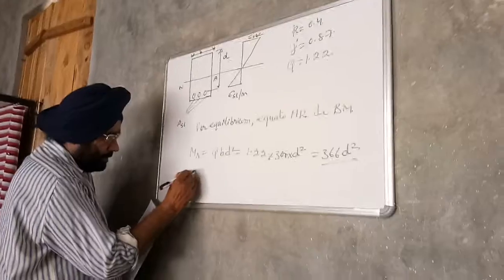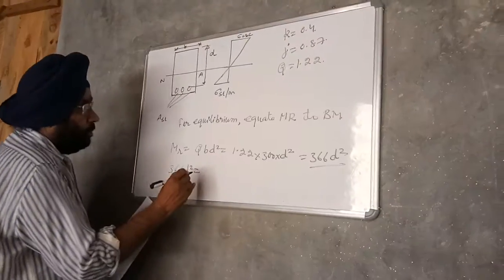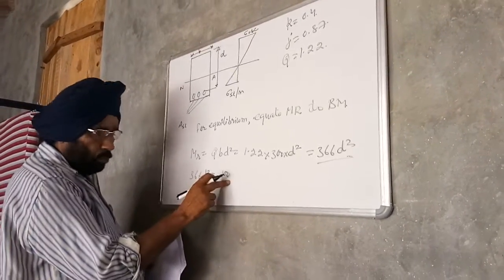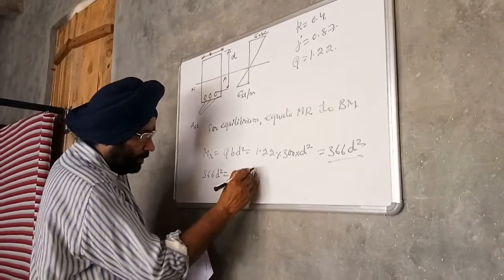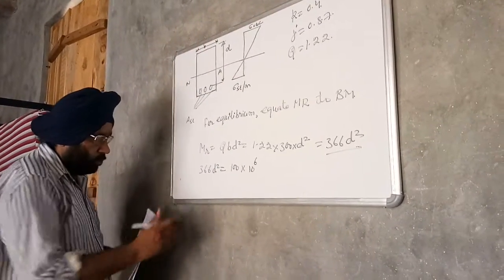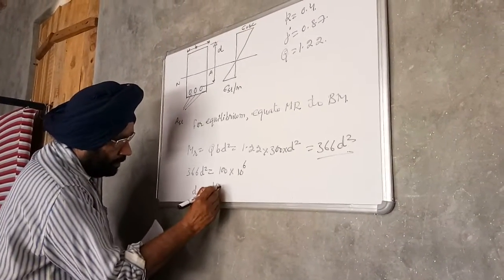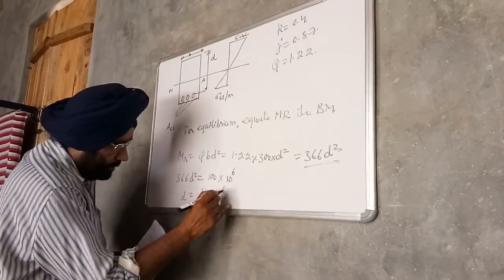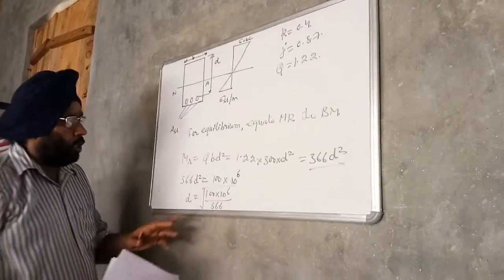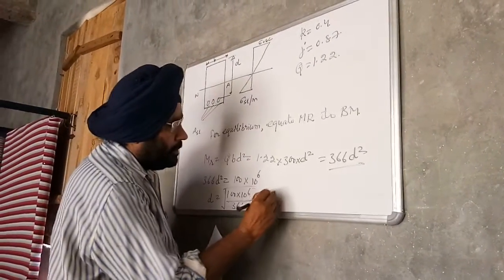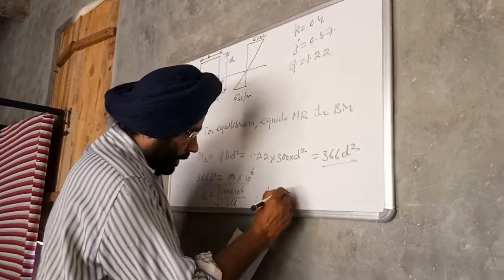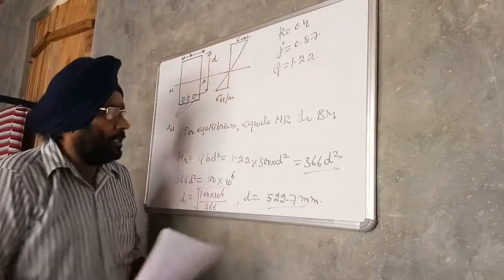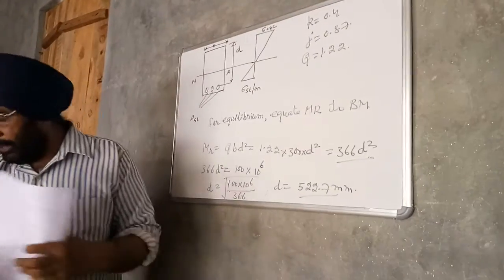So compute this moment of resistance equal to the bending moment. 366 D square equals bending moment, its value is 100 kilonewton meter. So convert kilonewton meter into Newton millimeter, multiply by 10 raised to the power 6. So D is equal to square root of 100 into 10 raised to the power 6 upon 366. So the value of D is 522.7 millimeter. So this is the calculated value of effective depth D.